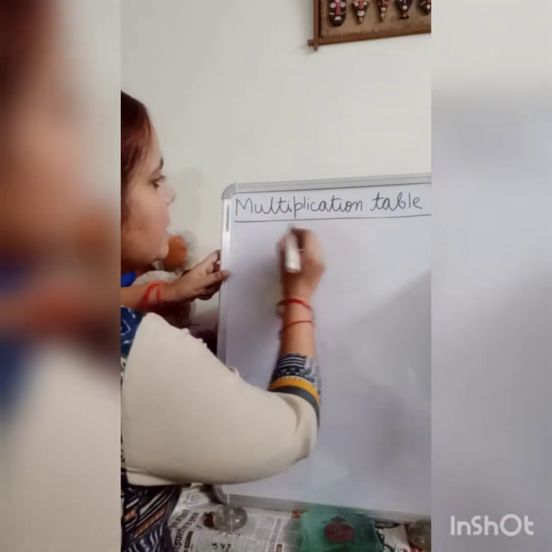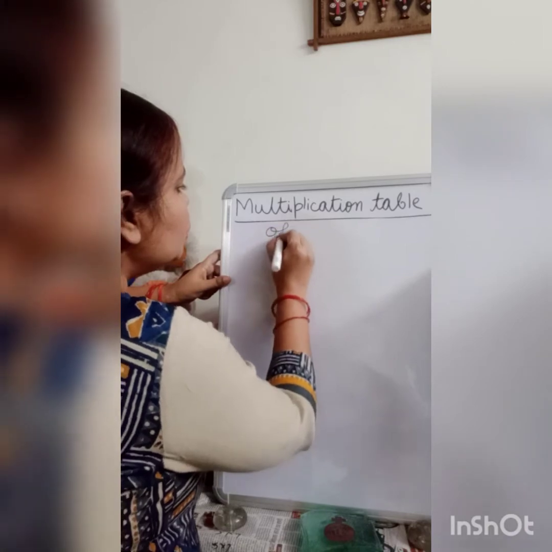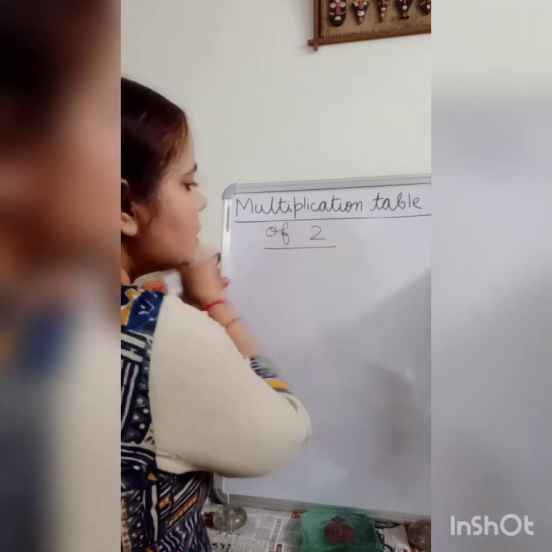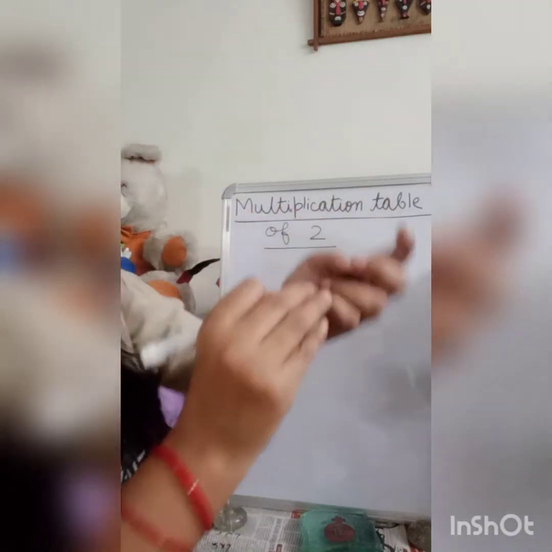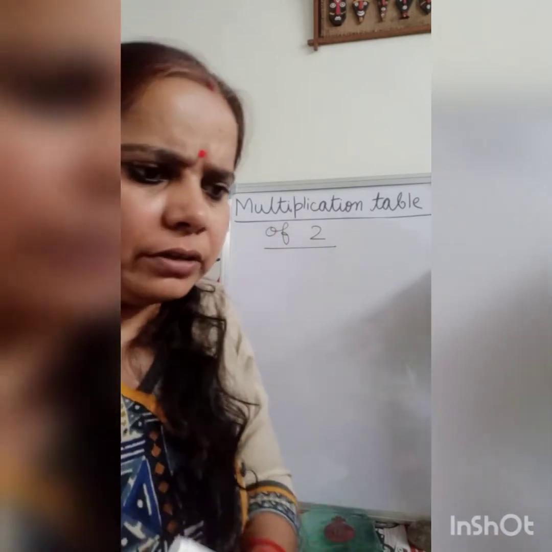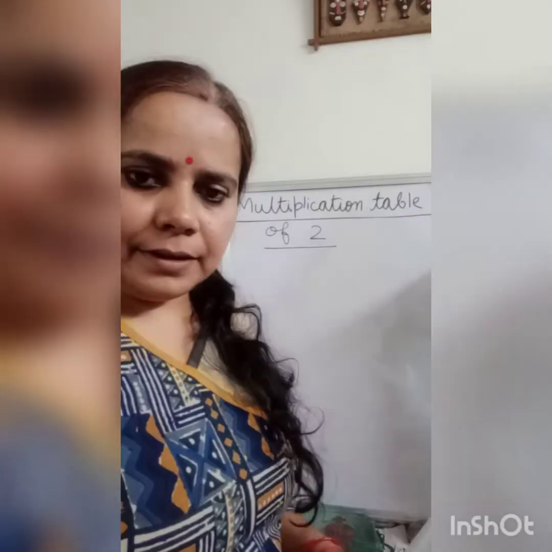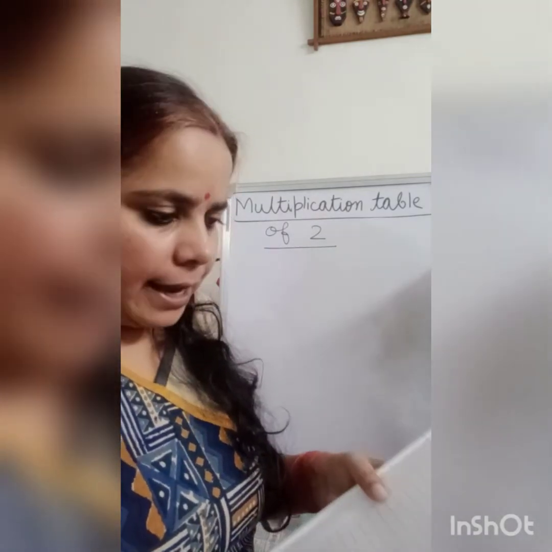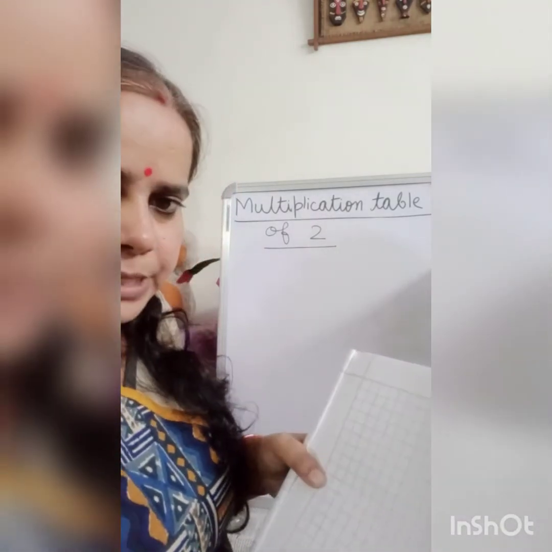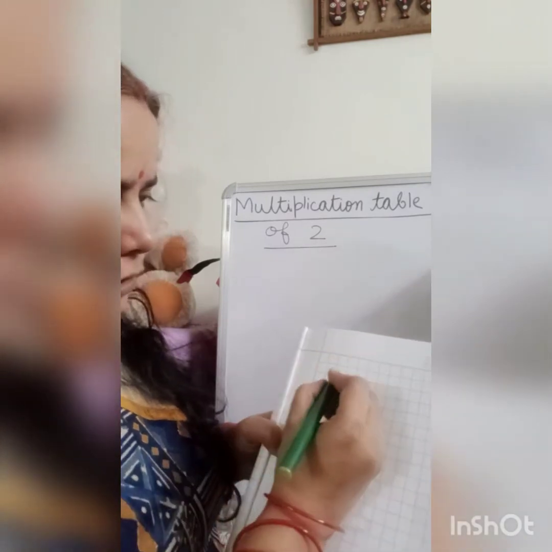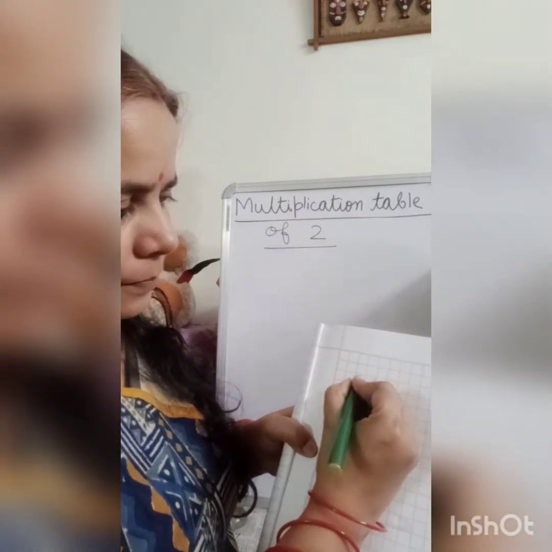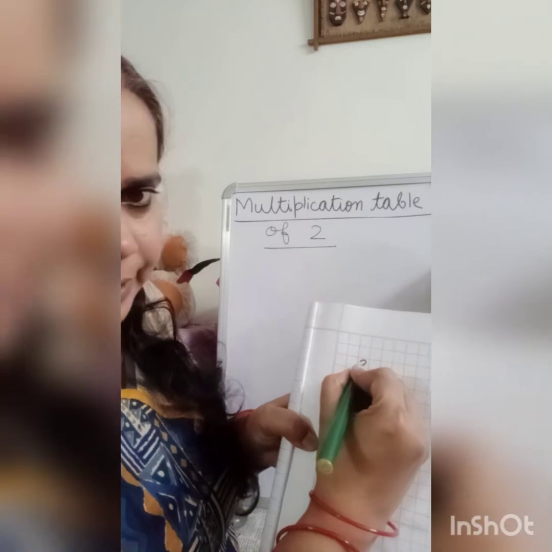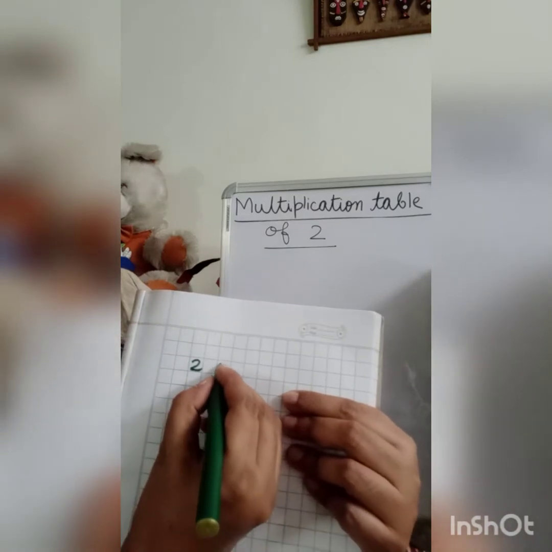This time the multiplication table of 2. But I want to show you one thing. I will show you how to do it in your copy, because I know you all are going to make mistakes. So you just see how you are going to write in your copy. In one square you will write 2. Then you will leave one square.